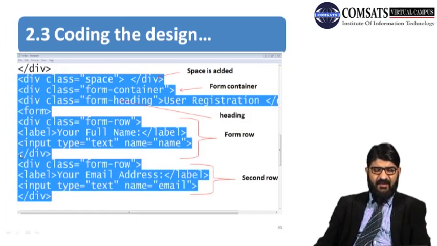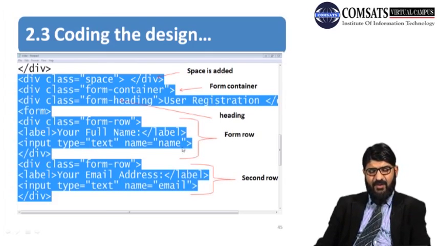Now moving ahead, we have added another div. See, the div class is called and mentioned with a space attribute value, and then the div class form container is given, and then again the form header is given, that is user registration, and the form is started. The div class first, the form row is added, and then the label that you want to appear, your full name, is mentioned, and then input type text is mentioned.